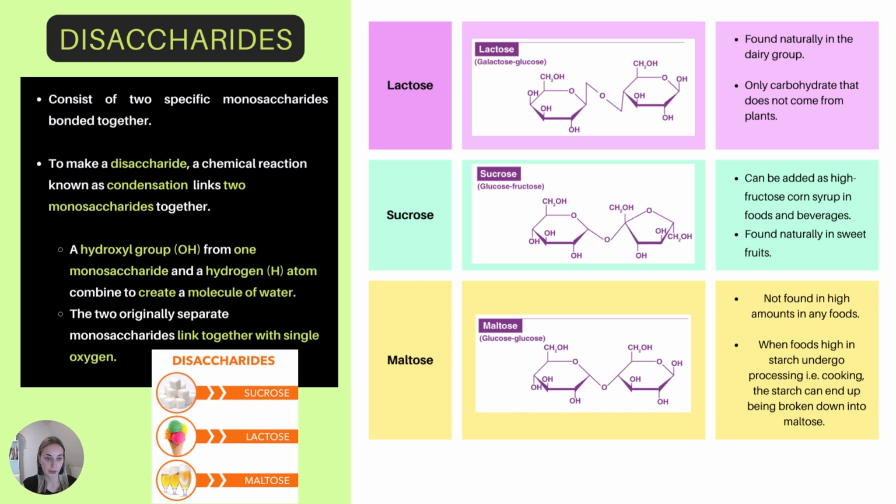Okay, so lactose, which I'm sure we have all heard of before, is the first disaccharide, and it is naturally found in the dairy group. It's a combination of the two monosaccharide molecules glucose and, you guessed it, hopefully, if not, it's on the screen, galactose. Lactose contributes half of the energy content of fat-free milk. Cool. It's the only carbohydrate that does not come from plants.